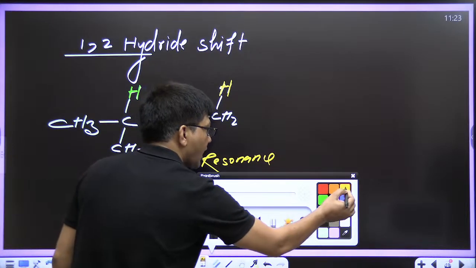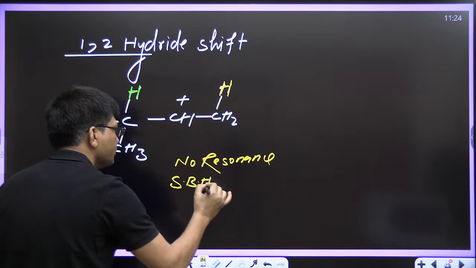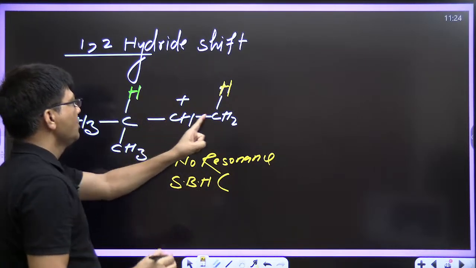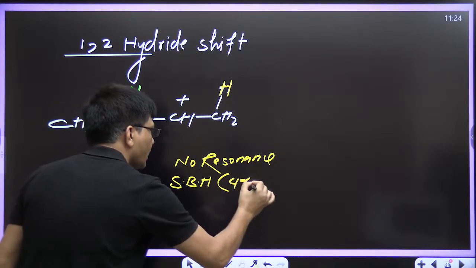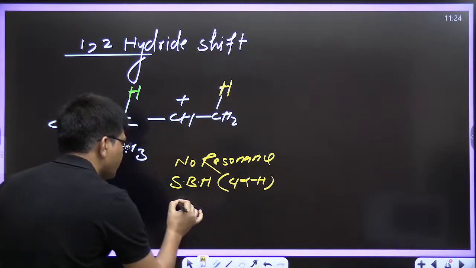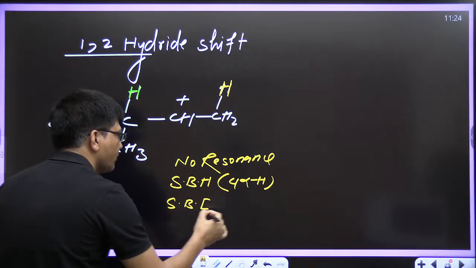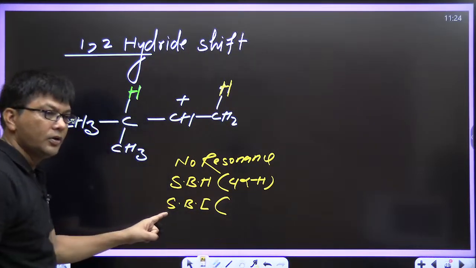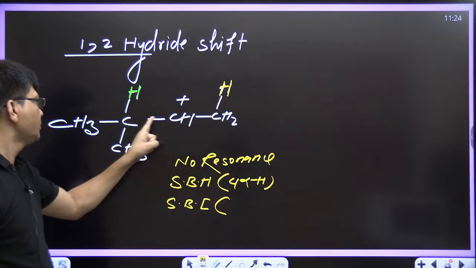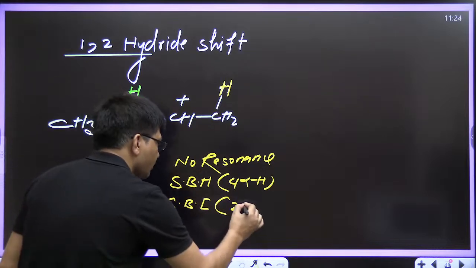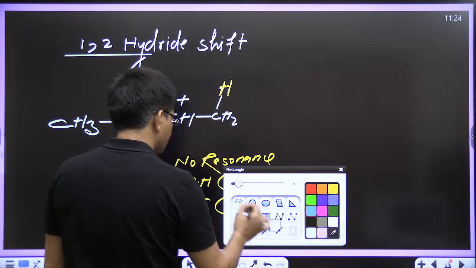So here is hyperconjugation. This compound is stabilized by hyperconjugation. How many alpha hydrogens? 2, 1, 3 and 1, 4. 4 alpha hydrogen atoms. Stabilized by inductive effect. It's SBI, not State Bank of India. This carbon is attached with one carbon, so it is a 2-degree carbocation. Is it clear? So this is the data for this one.